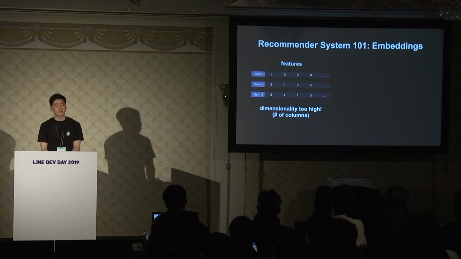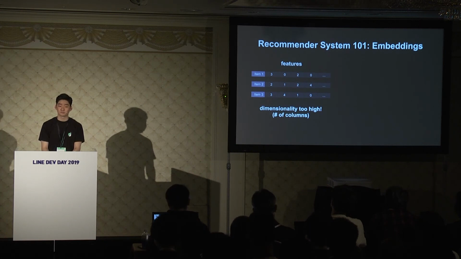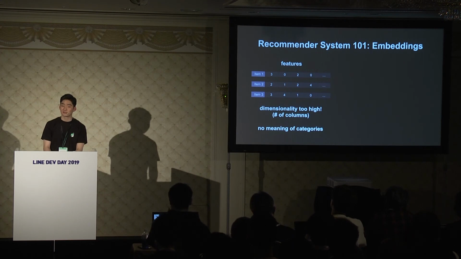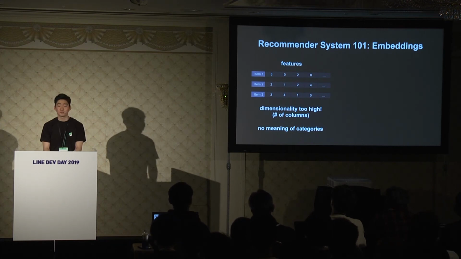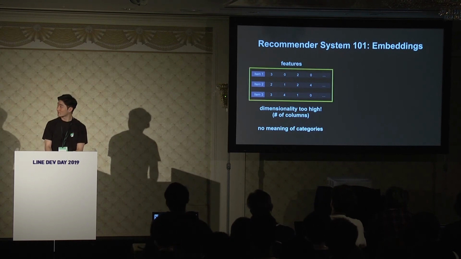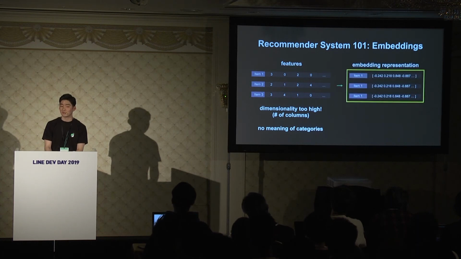First, the dimensionality, or the number of columns of the data, is too big. A feature matrix of high dimensionality will require very expensive computational resources. And second, there's no meaning in the categories. In other words, the representation of the features in this space doesn't give us much insight on the distribution of the data. Therefore, it is a common practice to transform this matrix into what is called an embedding representation.